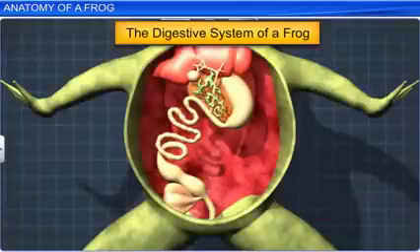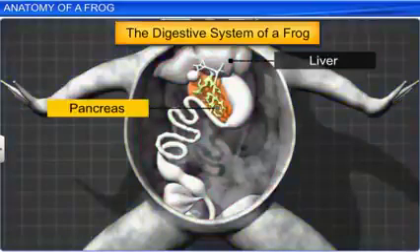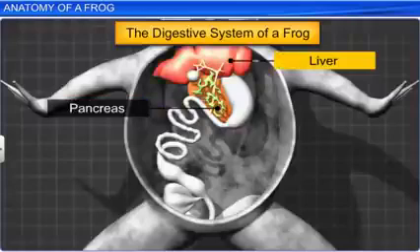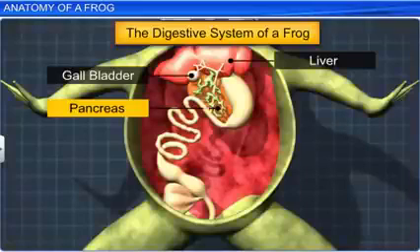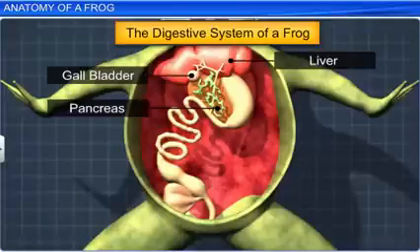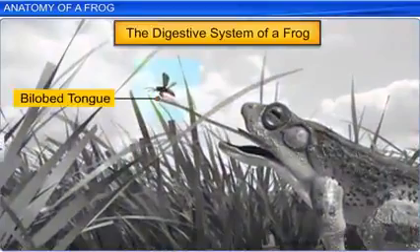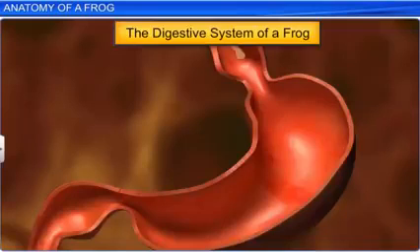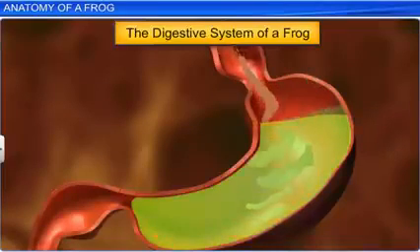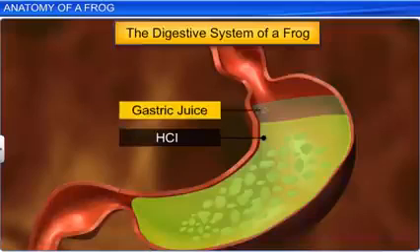Frogs possess two main digestive glands, the liver and pancreas. The liver secretes bile, which is stored in the gallbladder, while the pancreas produces pancreatic juice containing digestive enzymes. A frog uses its sticky, bilobed tongue to catch prey or food. As the food passes through the stomach, it is partially digested by hydrogen chloride or HCl and gastric juices secreted by the walls of the stomach.